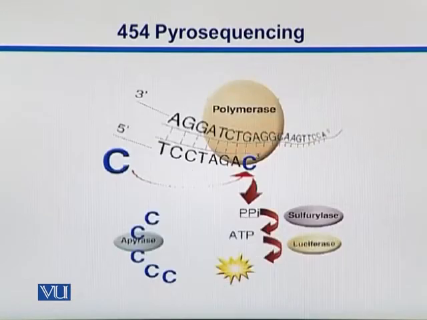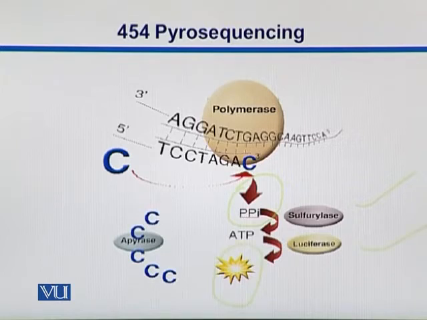So here we see there is DNA polymerase, and it is incorporating the bases. For instance, a base cytosine is coming, so it's incorporated, and then there is the release of a pyrophosphate molecule. Then this pyrophosphate molecule, in the presence of the enzyme sulfurylase, reacts with adenosine phosphosulfate and converts that into ATP. That ATP then reacts with luciferase and gives a light signal.